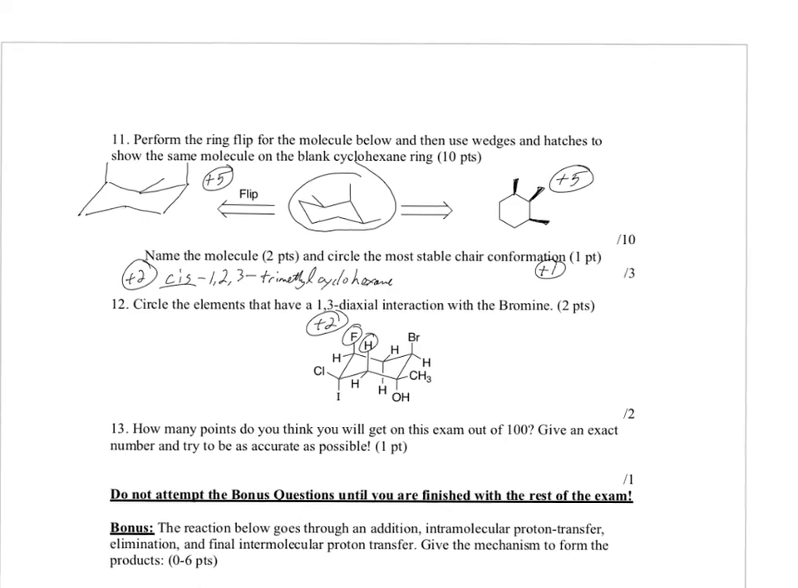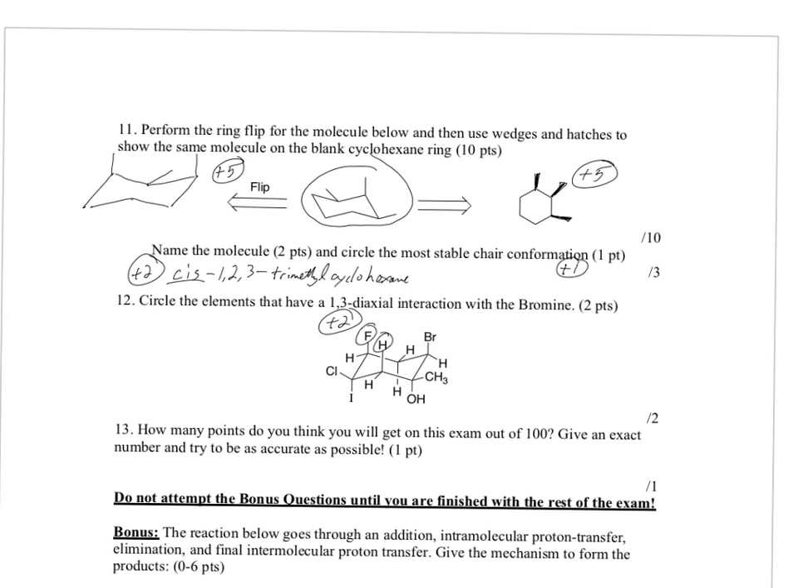Let's do some chairs. So start with this chair, and it says perform the ring flip for the molecule below, then use wedges and hatches to show the same molecule on the blank cyclohexane ring. So here you got to do the flip. So you got to take the feet, pull it up. Right. So this chair leans to the left. You need to draw the chair that leans to the right. It's all methyl, so you don't really need to worry too much about numbering, but you could.